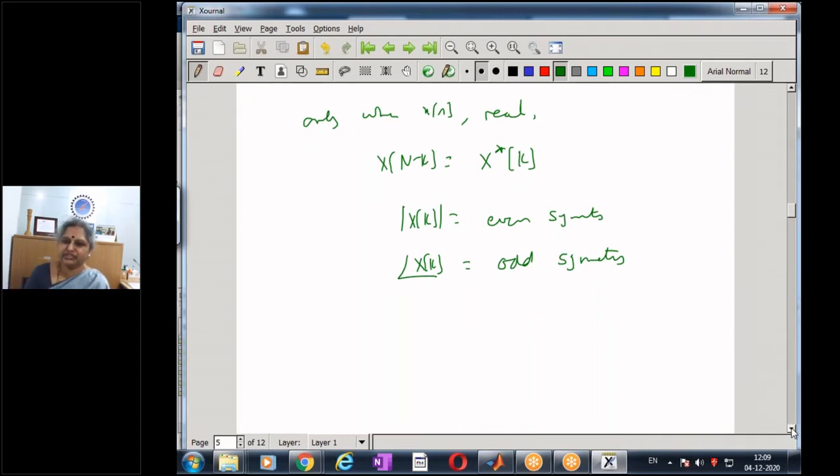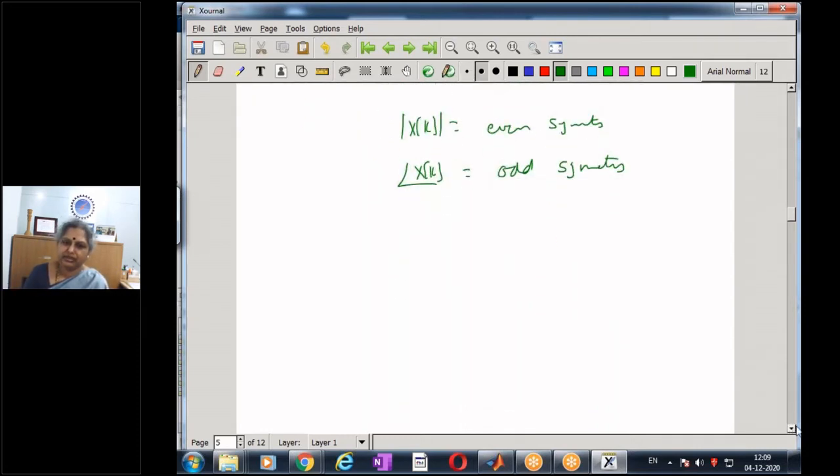So let's take up an example for this. If we recollect our example that we have been taking often, we have taken the case of 4, 3, 2, 1, and we got the 4-point DFT as 10, 2 minus 2j, 2 plus 2j.